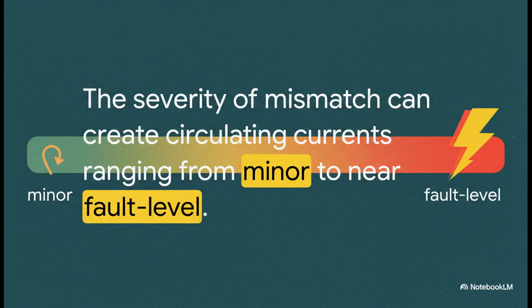And make no mistake about it, the scale of this problem can be absolutely massive. A small ratio difference, you might get a small, manageable circulating current. But a vector group mismatch, that is a whole different animal. You could be looking at currents that are approaching a full-on fault, which is a catastrophic failure scenario we all want to avoid.